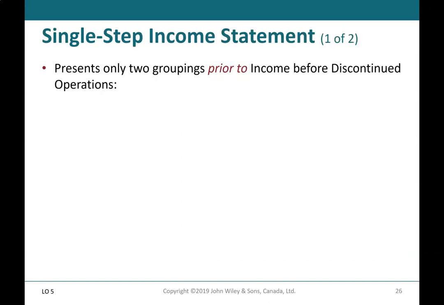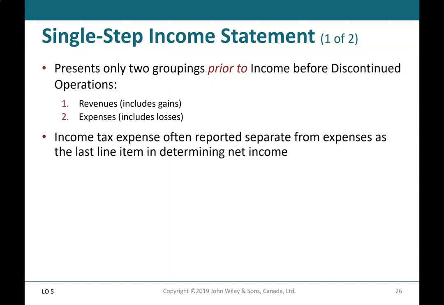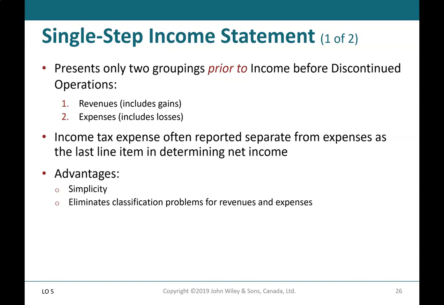Single-step income statement, 1 of 2. Presents only 2 groupings, prior to income before discontinued operations. 1, revenues, including gains. 2, expenses, including losses. Income tax expense is often reported separate from expenses as the last item in determining net income.